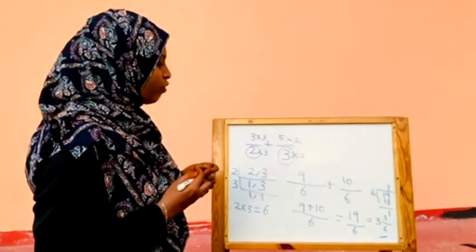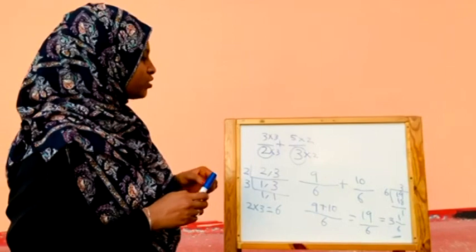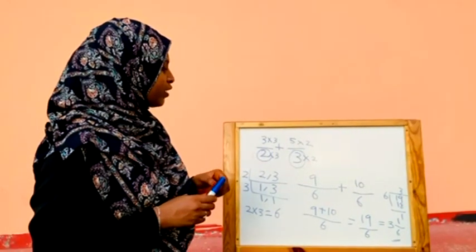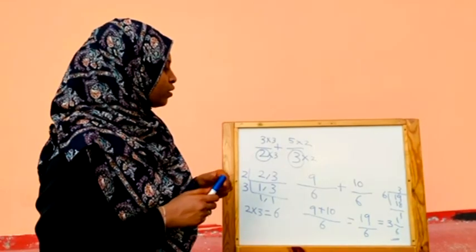So that's all for now. I hope you have understood how to change addition of unlike numbers to like numbers.